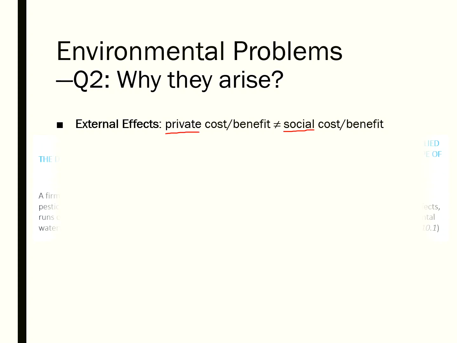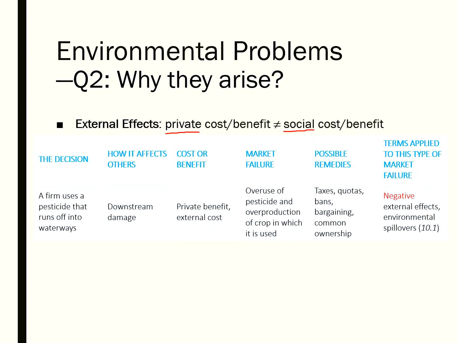For example, a firm uses a pesticide that runs off into waterways. The consequence is, however, beyond the firm, because the pesticide can damage the downstream. This action benefits the firm but causes external costs to the downstream farmers. This is a typical case of negative externality. To solve this problem, the government can tax or penalize the firm to use pesticide so that the private cost is equal to the social cost.